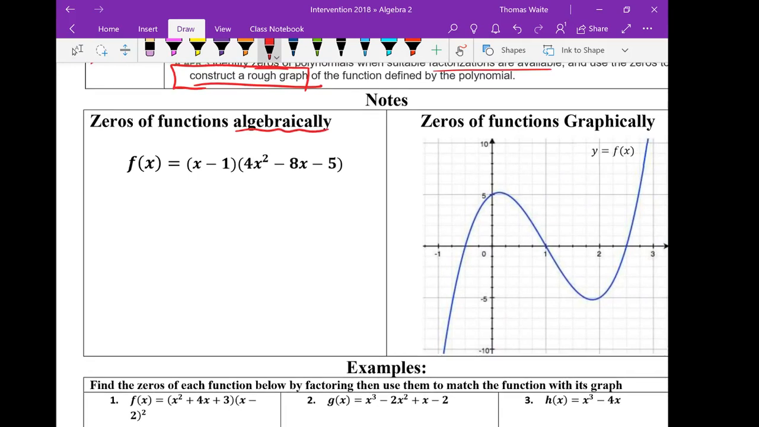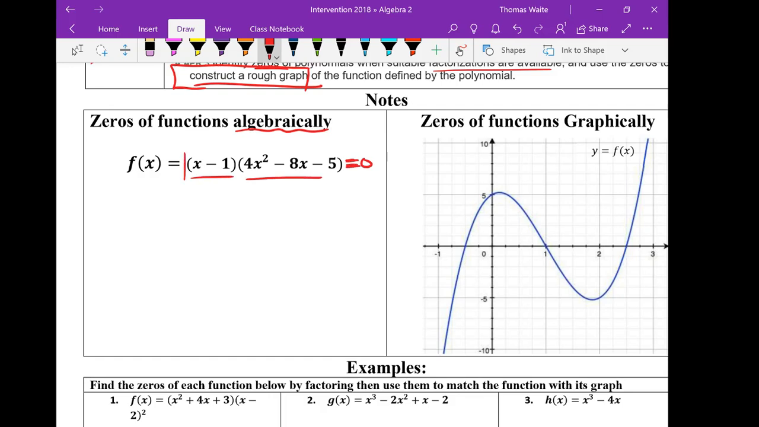So if we remember, we talked about zeros of functions algebraically already. The zero of a function just meant any value of x that made the function equal to 0. So this is what we had focused on back in lesson 11 and then somewhat in 12 and 13. And we found it was very helpful to find the values that make the function equal to 0 when we had factored our function fully.